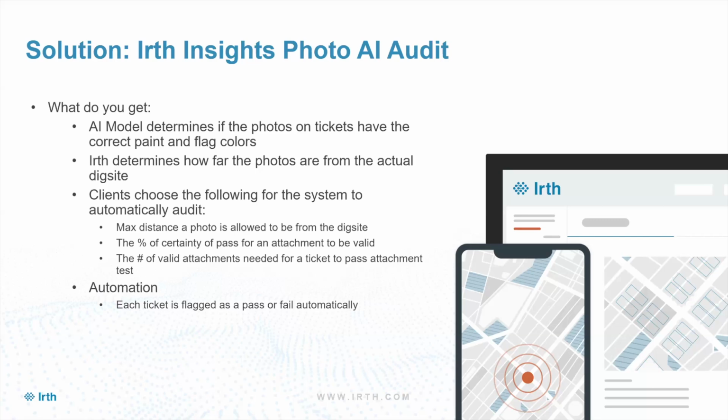I'll be talking a lot about orange paint flags because that's what I'm going to show you today, but we can do the same thing with red, white, yellow, blue, any color we have out there. We took historical photos and trained AI models to say this is what blue paint looks like, and here's what blue flags look like. Now the AI model is intelligent enough to see if there are blue paint or blue flags or orange paint or orange flags on each photo. That's what the model was built on. So it can determine if the photos on tickets have the correct paint and flag colors for your business.